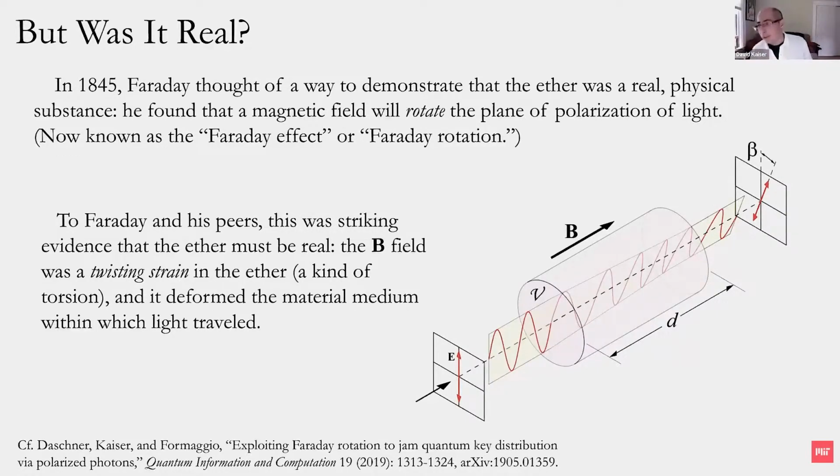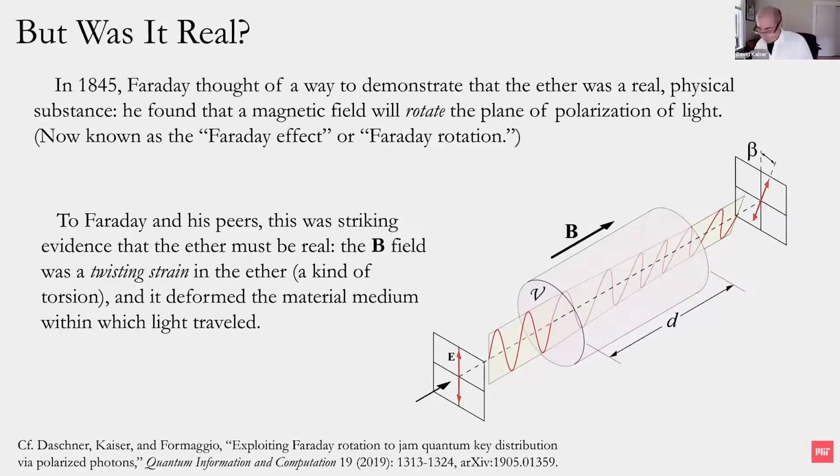There'll be some angle shown here as the angle beta. So if the wave starts out waving in one direction, it will literally be rotated by some angle. The amount of rotation depends on the strength of the field and the distance through which this ether is under tension. This is not just a good idea for 1845. It's how we make sense of the world today, minus the ether part. But it comes from trying to figure out, is the ether real?